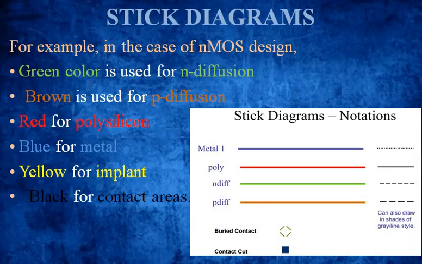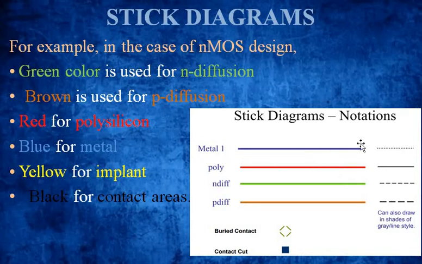The first example I am giving here is an NMOS design. This green color is used for N diffusion. I have given the same color lining, and the same color text also, over here. Please do remember this and use color pencils for this also. So N diffusion is green. Brown is used for P diffusion. Red is for polysilicon. After silicon dioxide we use a polysilicon layer in the fabrication process, so red is for polysilicon.